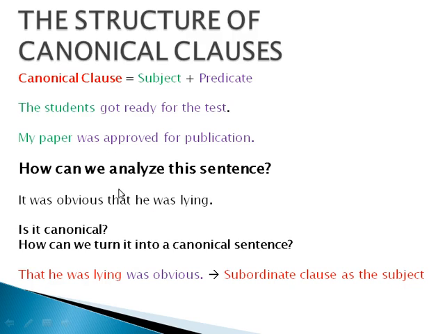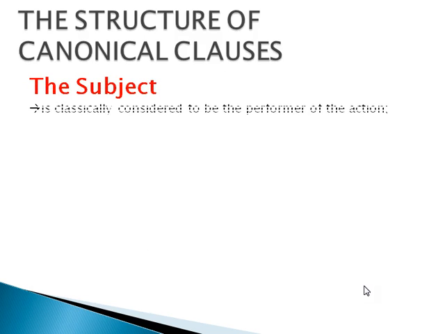Well, the example I gave, yeah, how can we analyze this sentence? It was obvious that he was lying, so we turned it into canonical, okay? We turned it into: that he was lying was obvious. We got the subordinate clause as the subject. The same thing that was obvious. Okay.